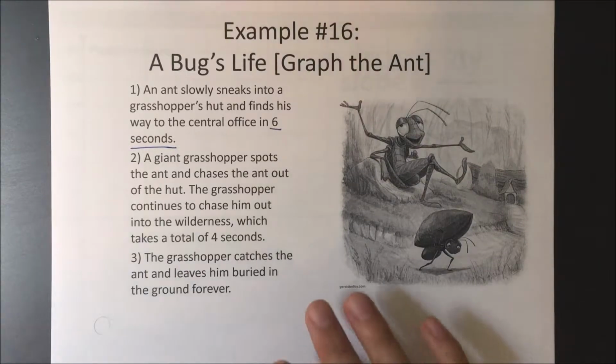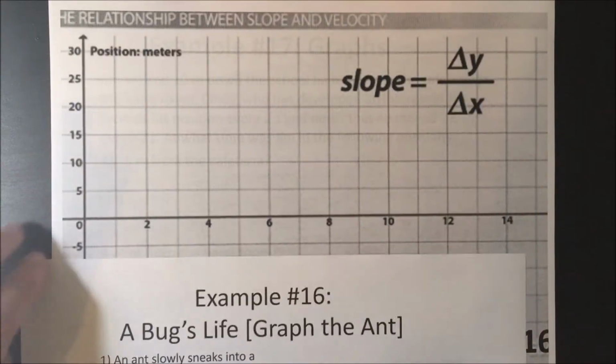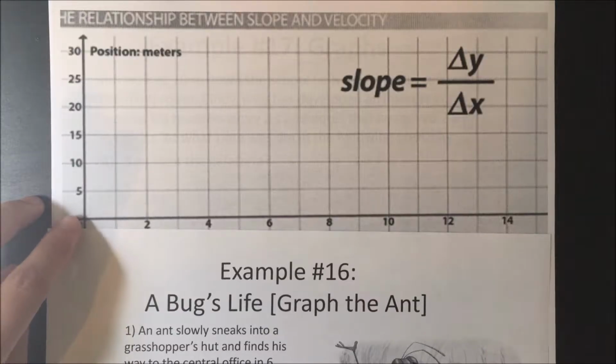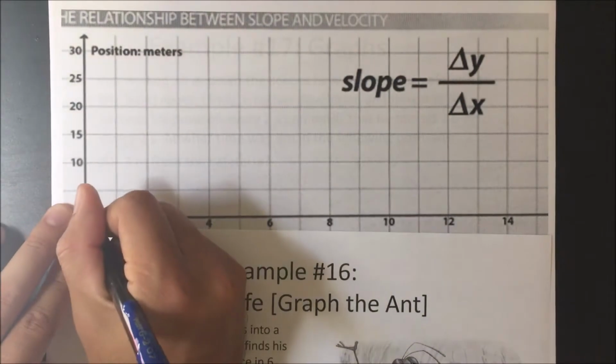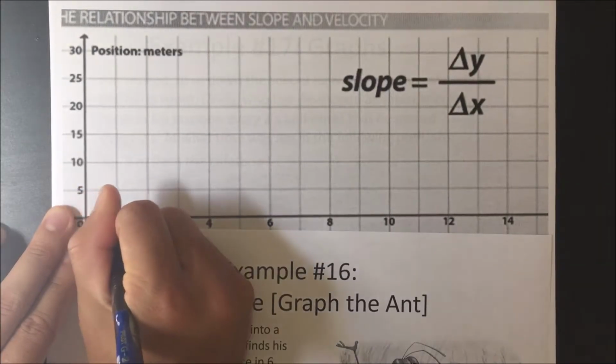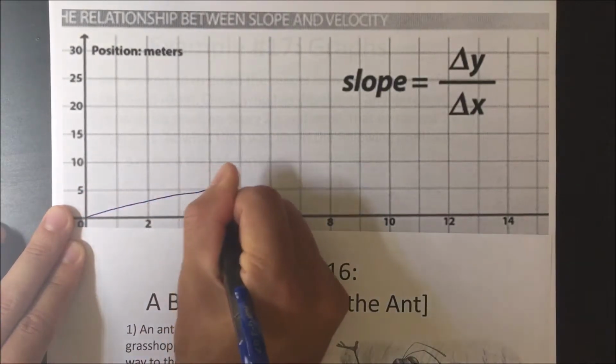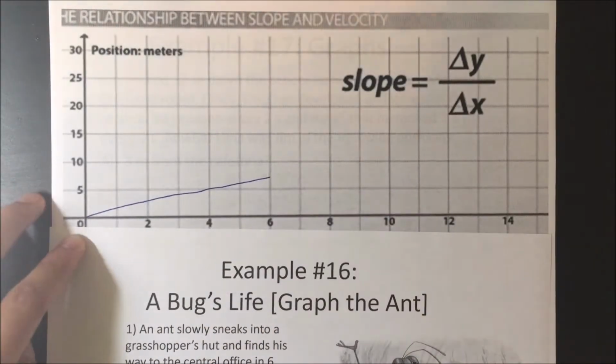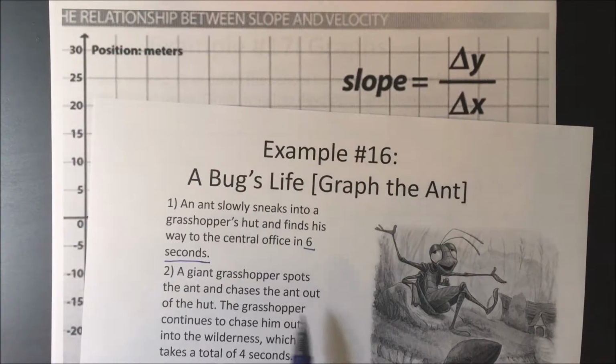Okay, so let's look at this. An ant slowly goes into the central office of the grasshopper. So it's going to be slow, so it's sneaking into that office. It's going to look something like that, okay? So shallow, slow. A giant grasshopper spots the ant.